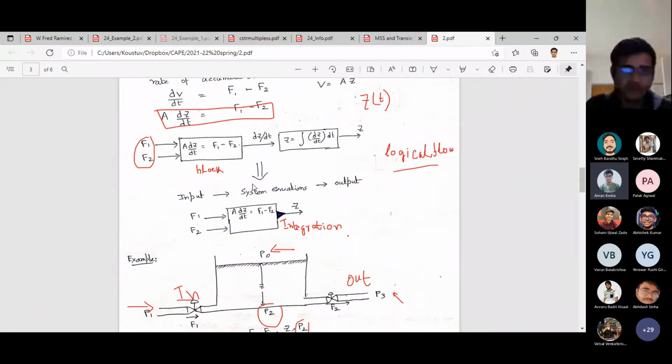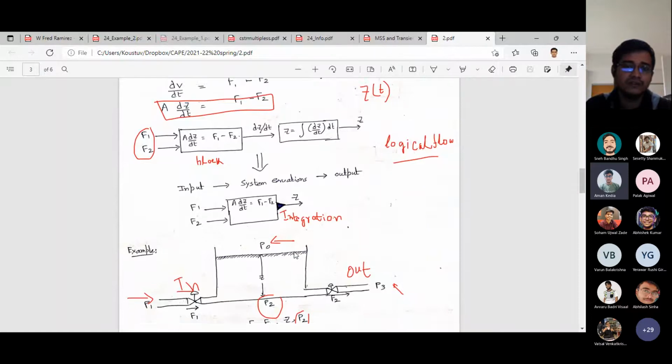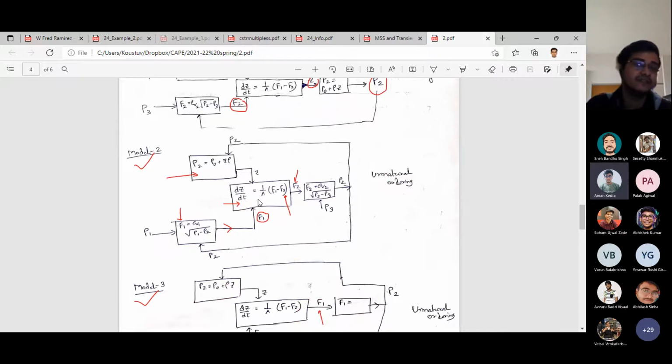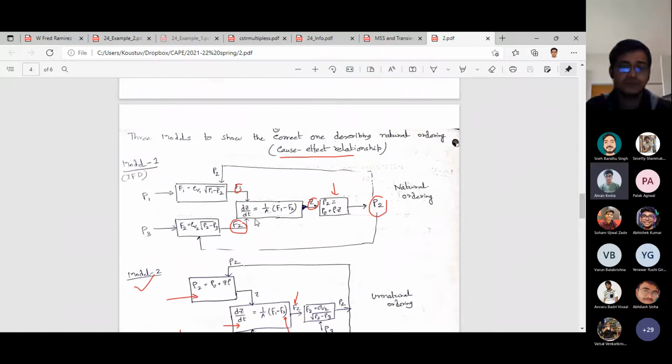So see, this tank height is a function of the flow rates, right? So when we write this kind of equation, the inputs are definitely F1 and F2, right? Now it can so happen that some of the inputs are not exactly explicit in nature. They are coming from somewhere else. So what can be one such thing is, for example, just look at this block diagram, that model 1, the particular case.